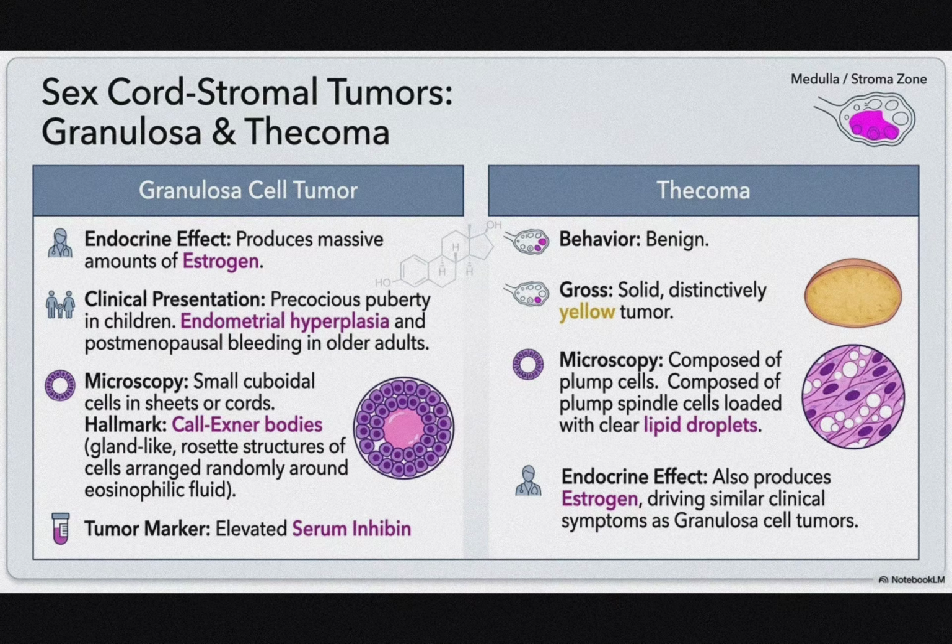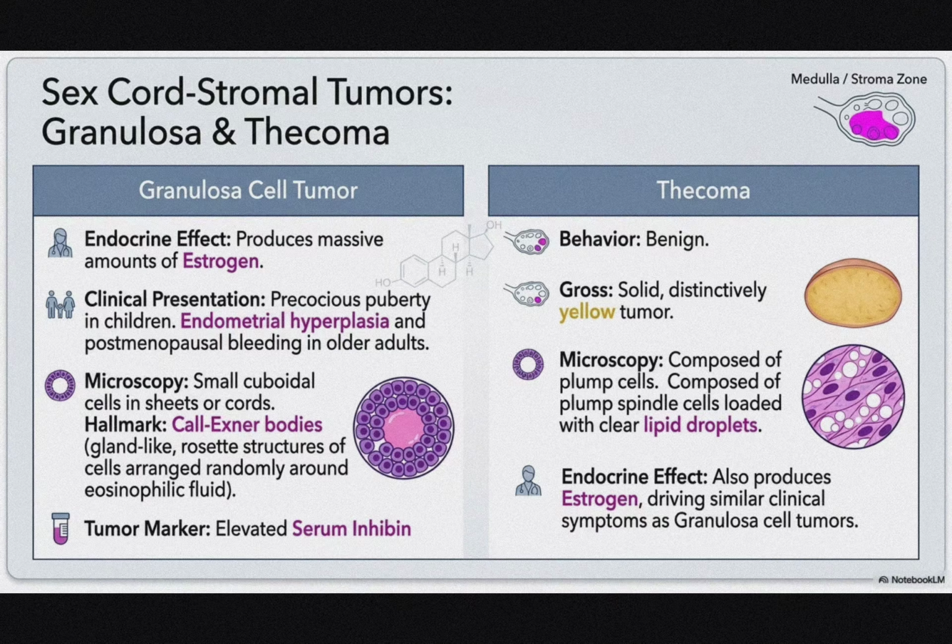Next we have sex-cord stromal tumors, that is granulosa cell tumor and thecoma. It is better to discuss differentiating features. Endocrine effect of granulosa cell tumor: it produces massive amounts of estrogen. Clinical presentation: precocious puberty in children, endometrial hyperplasia and postmenopausal bleeding in older adults. Microscopically, small cuboidal cells in sheets or cords. Hallmark is Call-Exner bodies, gland-like rosette structures of cells arranged randomly around eosinophilic fluid. Tumor marker is elevated serum inhibin.